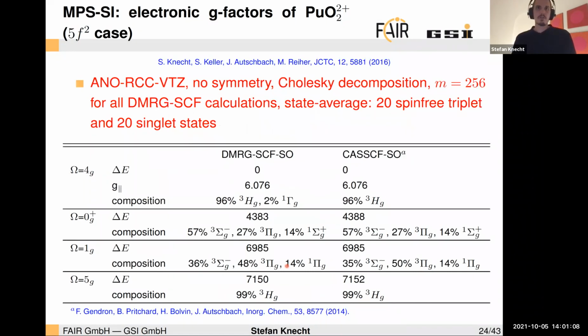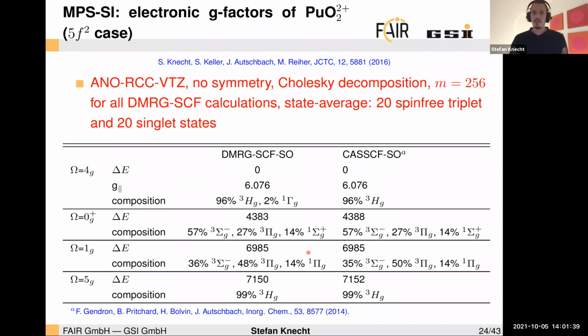And just to show you that it actually works, we did that by comparing our DMRG ansatz, where we optimize the molecular orbitals together with the DMRG, solving the DMRG problem. Here we took 20 triplet and 20 singlet states and compared it to a CASSCF calculation. And essentially what you can see here is we more or less exactly reproduce the CASSCF numbers.